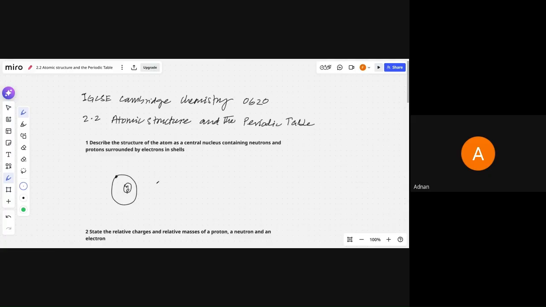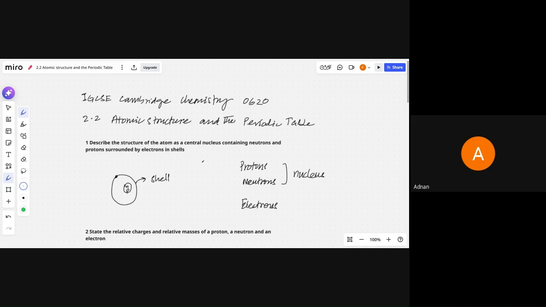Protons, neutrons, and electrons. These are the three fundamental particles that are found in an atom. Protons and neutrons are found in the nucleus at the center, and electrons revolve around this tiny nucleus in shells. So that is a shell. Okay, so this was all about subtopic 1: describe the structure of the atom as a central nucleus containing neutrons and protons surrounded by electrons in shells.